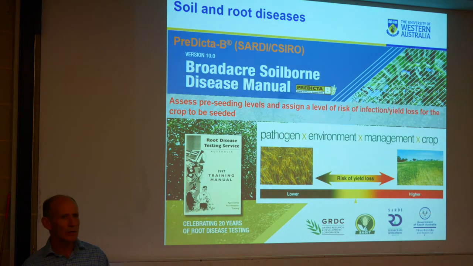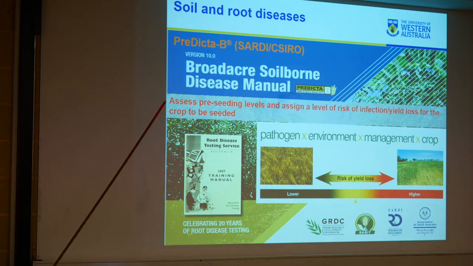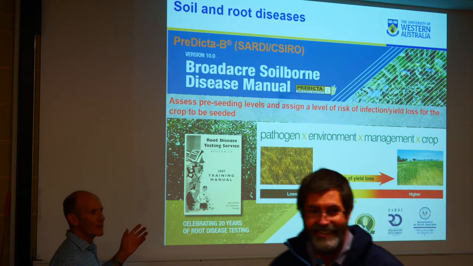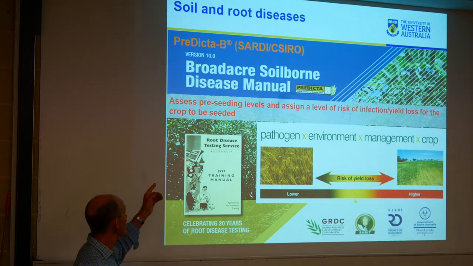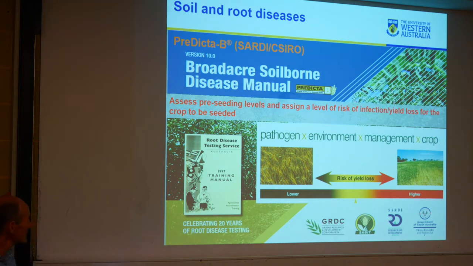In terms of the soil and root diseases, we've been mainly focusing on the PredictaB. So PredictaB is a soil DNA analysis where it's an analysis of the soil pathogens using DNA techniques. And you can see here we've got the broadacre soil-borne disease manual that's produced by PredictaB. The objective of that soil DNA analysis really is to assess the preceding levels of the pathogen DNA there, and to assign a risk category for the next crop that you're growing, so whether it's a high risk or low risk. That's the objective, I think, of the PredictaB analysis.